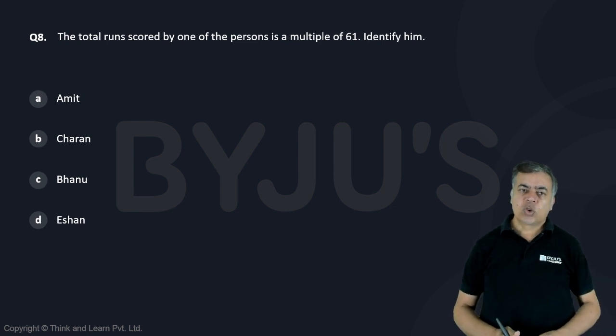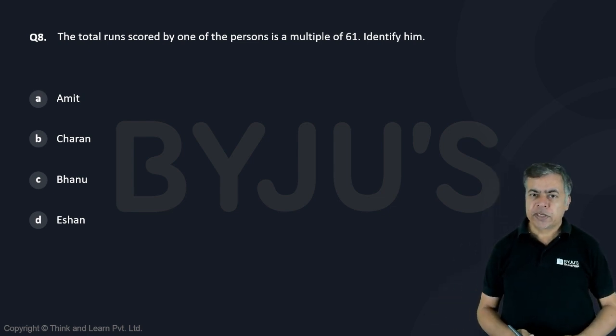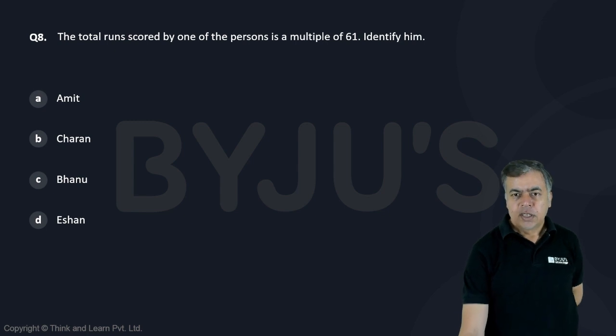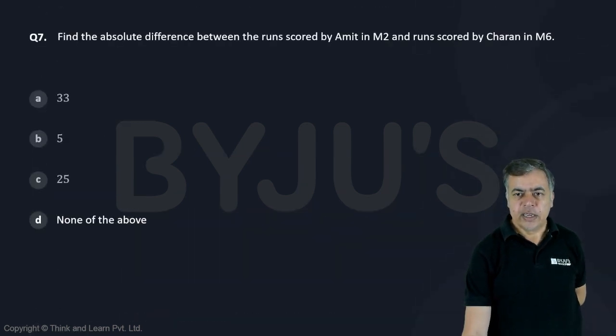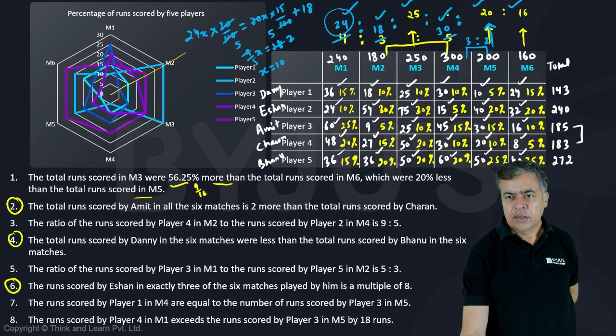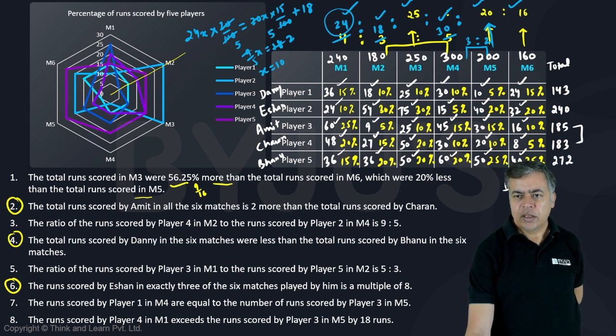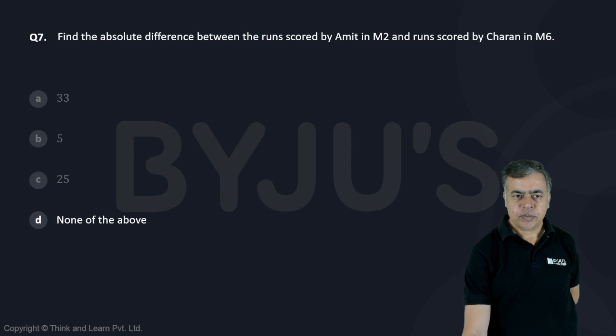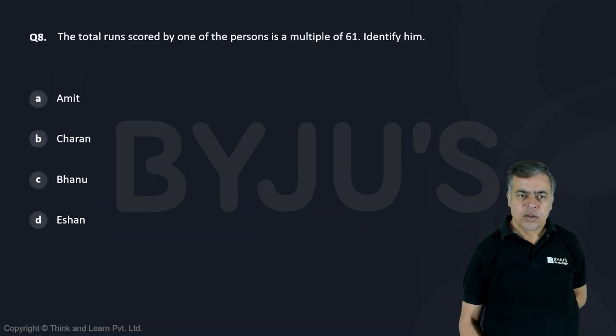The total runs scored by one of the persons is a multiple of 61. Identify him. 61 into 3 is 183. Right? I think 183 was one of the scores. Okay. Yes. So it is Charan. Right? Charan is that person. Okay. So B option. Charan should be the correct answer. Yes, it is. So let's move to the next one.